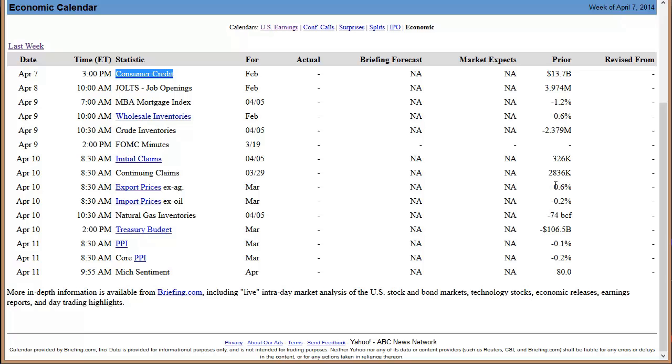Here's a look at the data to come this week. We did have some big data this last week, but this coming week, consumer credit in the afternoon on Monday, no big deal. Tuesday, the JOLTS job openings, 30 minutes in, no big deal. Wednesday, MBA mortgage index, wholesale inventories, crude oil inventories, and the minutes from the last Fed meeting. Thursday, the weekly initial and continuing jobless claims data, along with import-export prices, and then natty gas and treasury budget at 2 p.m. Eastern time. Friday, PPI and the Michigan sentiment. That's the first look. So none of the bigger data coming out this week.